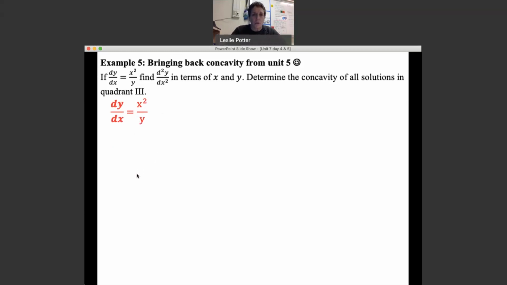So remember, our quotient rule is low d high minus high d low over low squared. So the second derivative then is low, that's the denominator, y. Low d high, derivative of the numerator, is 2x minus high, x squared, d low. This is the tricky part. Derivative of y is 1y prime. And then over low squared, y squared. Okay, so my second derivative has a first derivative in it. I need to get rid of this y prime because I have to have a second derivative in terms of just x and just y. So we're going to take x squared over y and stick that into the y prime. So it's going to look like that.